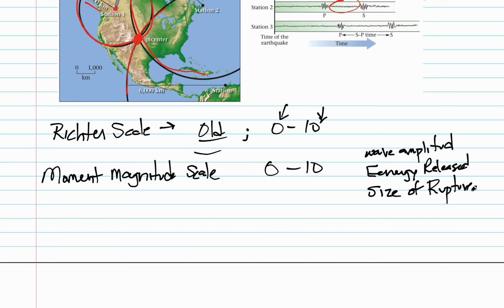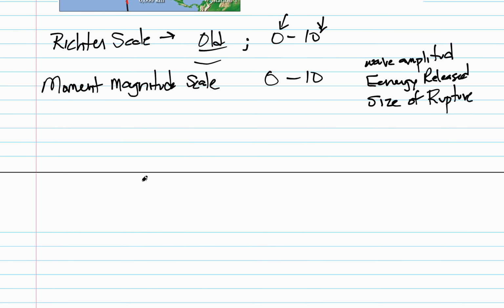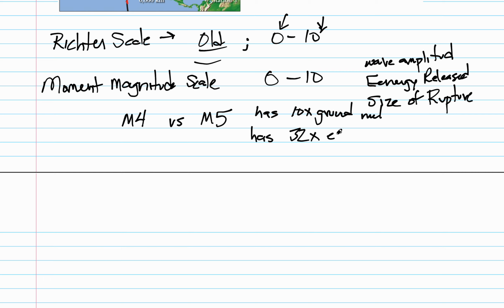Like, how long of the San Andreas Fault actually ruptured? Was it 1 mile or was it 100 miles? Well, the 100 miles would have a much bigger moment magnitude number. Within this scale, there is a difference in ground motion between the numbers and energy released. So if we had a magnitude 4 versus a magnitude 5, the magnitude 5 has 10x ground motion, and it has 32x energy released. So the difference between just one magnitude is really important for the size of the earthquake.